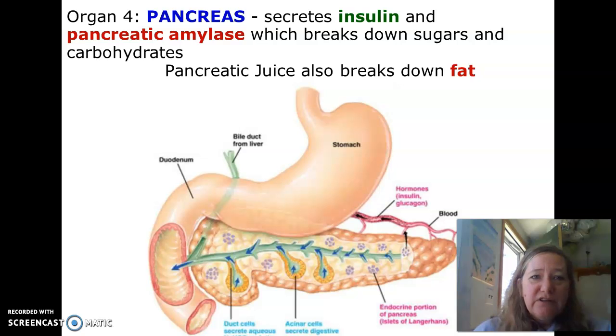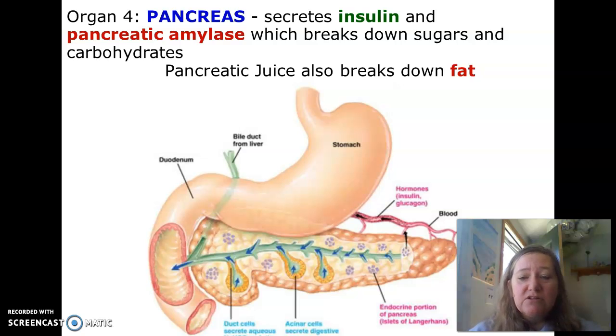Organ 4 is the pancreas. This is super important. Where is it? Right here. This is super important organ. This is one you cannot live without. One of the most serious cancers out there is pancreatic cancer. So what's the job of the pancreas? It secretes insulin and pancreatic amylase, which is something that helps to break down sugars and carbohydrates. That's a special enzyme. And the pancreatic juice also breaks down fat.